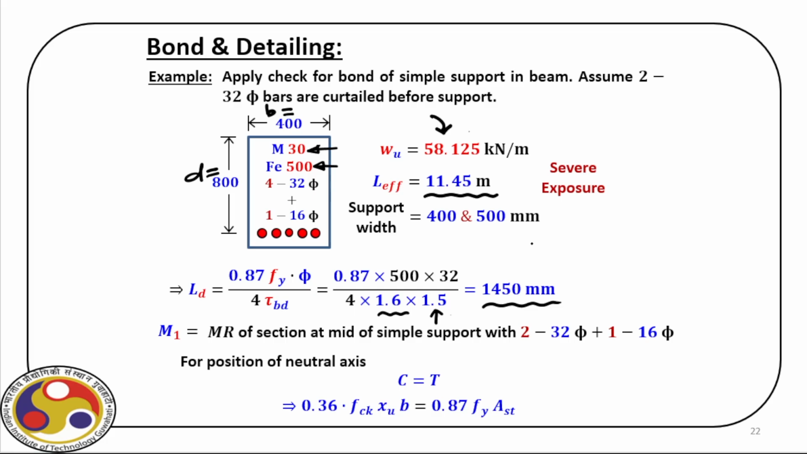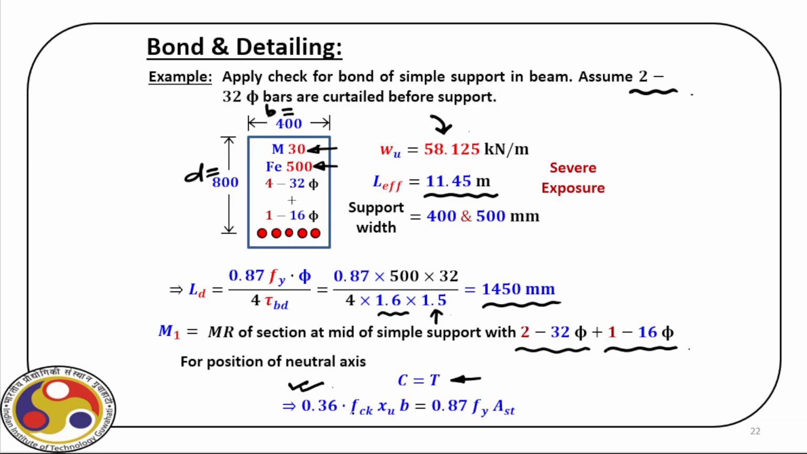Now M1, that is the moment of resistance of the section at the middle of the simply supported beam, is with 2 32 phi bars plus 1 16 phi bar. The reason is we curtailed 2 32 phi bars near the support. So under these conditions, we can find out the location of the neutral axis using C equal to T. From your beam design, you can recall this, and this formula is familiar to us.